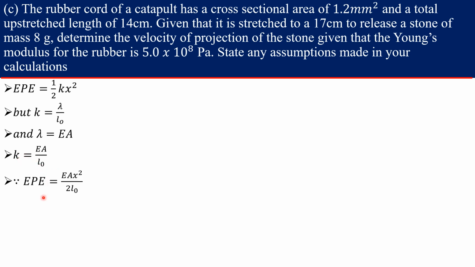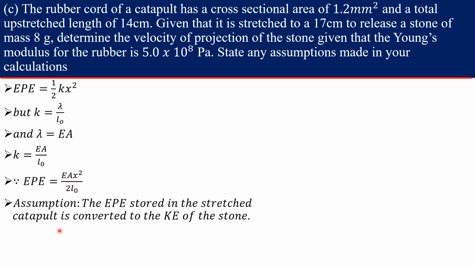So that's our K there. Our elastic potential energy, which is normally half kx squared, is what physicists know. K now is EA over L0. Put K there, you're going to have EA x squared over 2L0. What is the assumption? The elastic potential energy stored in the stretched catapult is converted to the kinetic energy of the stone. Very important. That's why the examiner says state any assumptions made in your calculation. So our elastic potential energy is this.